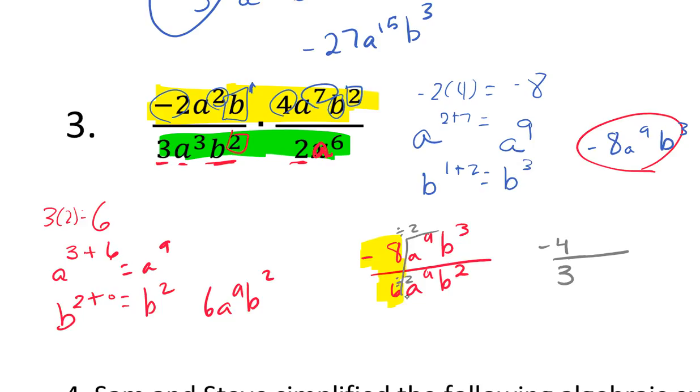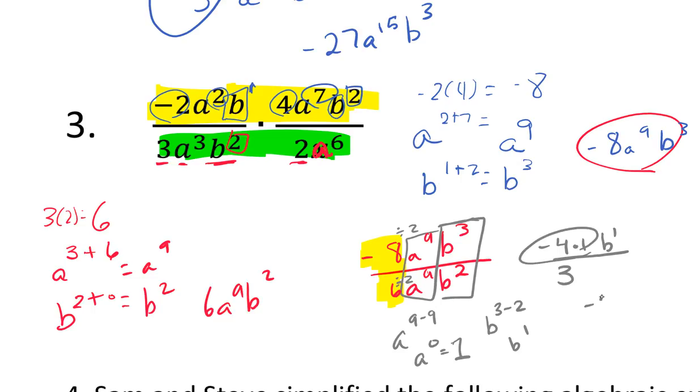Then we can do this. We're going to get a to the 9 minus 9, which is a to the 0, which is just 1. So we're going to have times 1 up on top. And then here, we're going to take care of the b's. You're going to get b to the 3 minus 2, which is b to the 1st, and that's up on top because of the way it worked out. All right, then here we go. We have the simplification, -4 times 1, which is -4, b to the 1st over 3. And we really don't need the b to the 1st part.